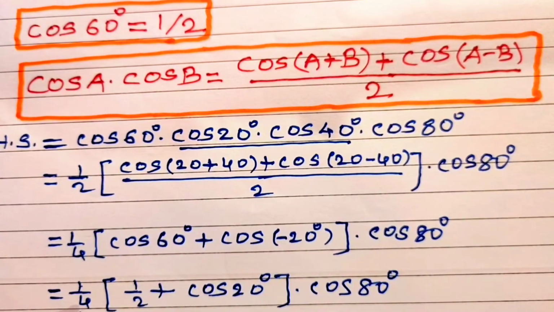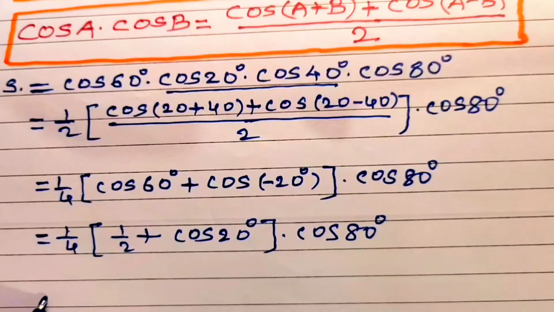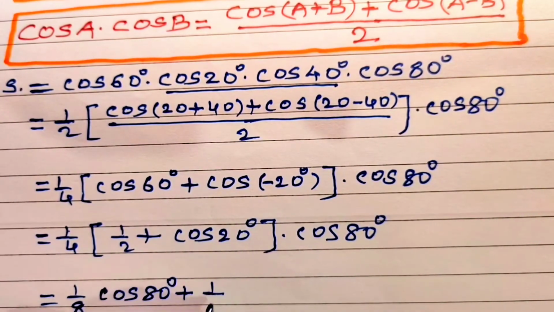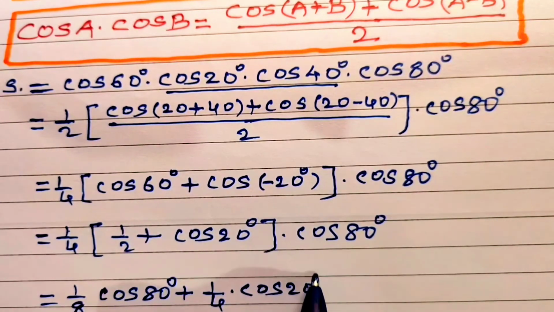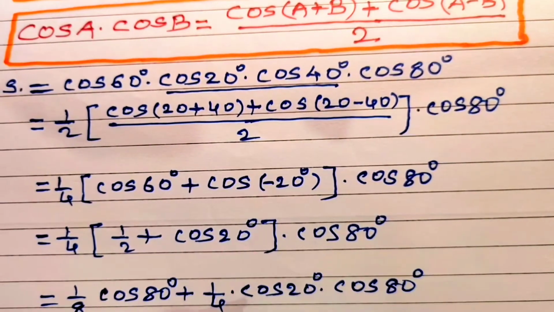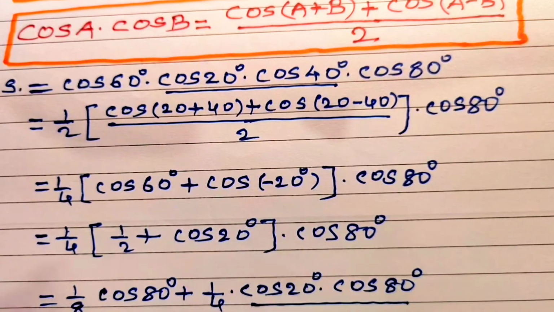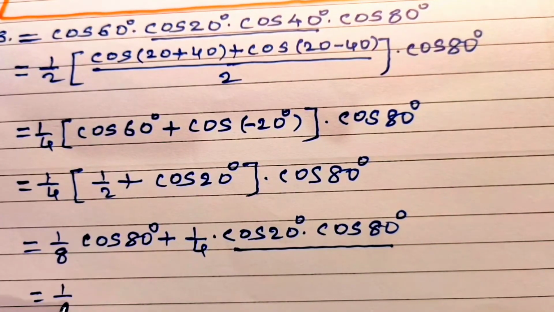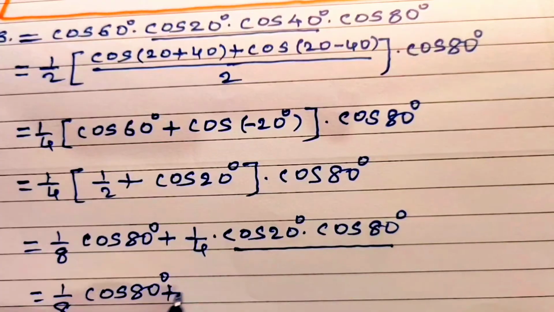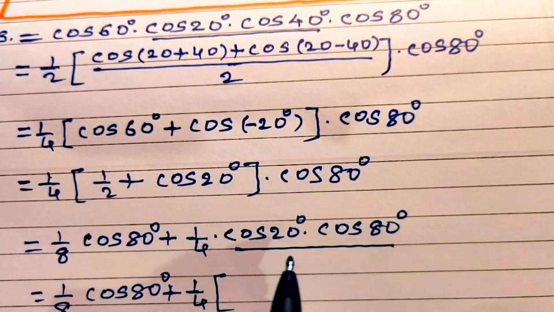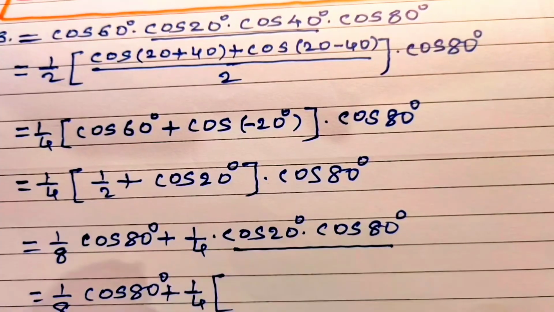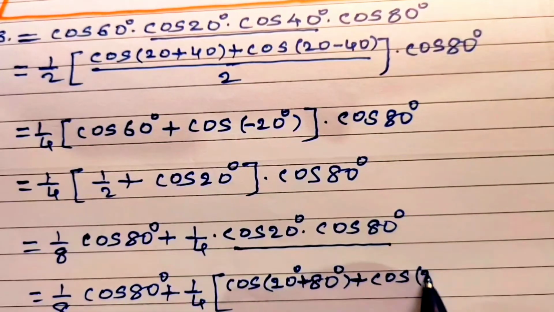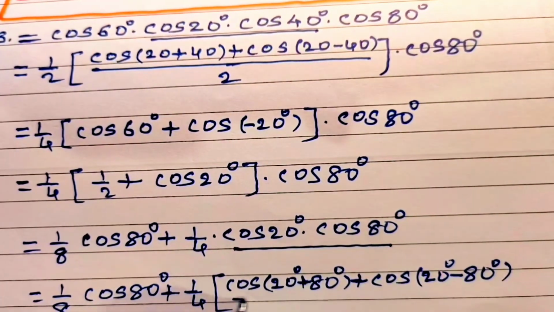Okay. Now multiply this bracket by 1 upon 4 and this one. So we can write this is equal to 1 upon 8 into cos 80 degree plus 1 upon 4 into cos of 20 degree into cos of 80 degree. Again apply the same formula for the multiplication of two cosine functions for this product. Hence this is equal to 1 upon 8 times cos of 80 degree plus 1 upon 4 times into bracket. Now here consider A is 20 degree and B is 80 degree. Then cos of 20 degree plus 80 degree plus cos of 20 degree minus 80 degree divided by 2.